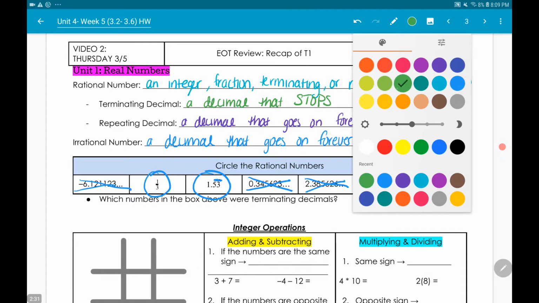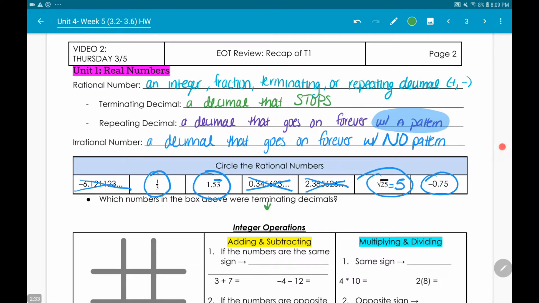All right, and the question below it. A terminating decimal, which ones are they? Remember, terminating means stop. So which decimals above stopped? Well, we know square root of 25 gave us 5, and that stopped. Negative 0.75 stops right there, so that's definitely terminating. But what about 1/3? If I put this into my calculator, I get 0.333, and they go on forever. So that's repeating, that's not terminating. So those are the only two.